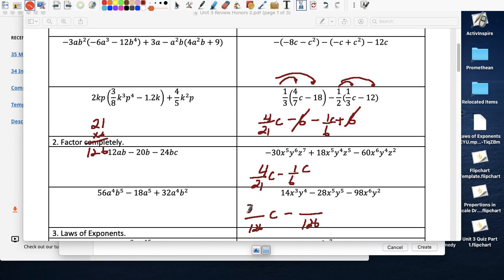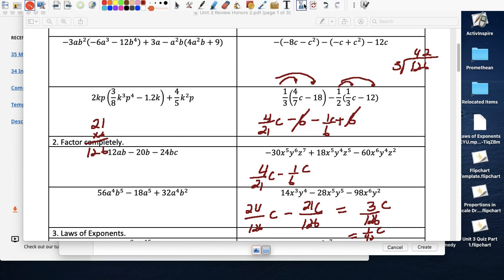6 times 4 is 24. 21 times 1 is 21. Now I can subtract them. It's going to be 3 over 126c, and they're both divisible by 3. Let's see, 126 divided by 3 is going to be 42. So 1/42c.